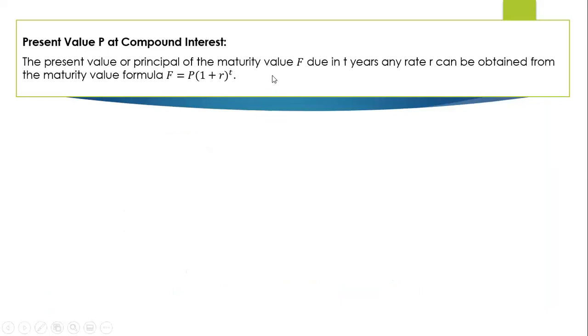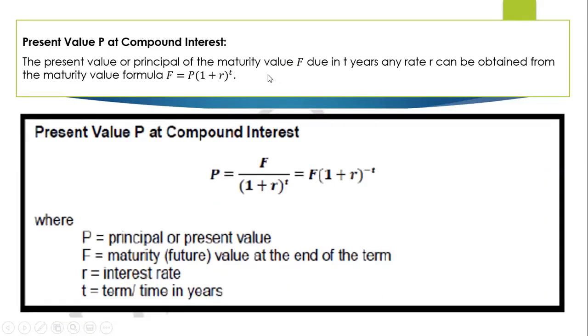So the present value P at compound interest. The present value or principal of the maturity value due in T years, at any rate R, can be obtained from the maturity value formula F is equal to P times (1 plus R) raised to T. Okay? So, paano naman kapag kabaligtaran? Kapag P naman yung nawawala, pero given ka ng F.